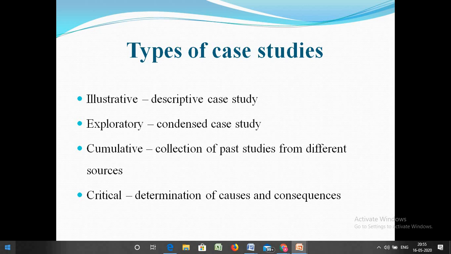universal assertion. That is why the term critical has been used, because it challenges a highly generalized and universal assertion. So this is a critical case study, and this method is very useful for answering cause and effect questions.